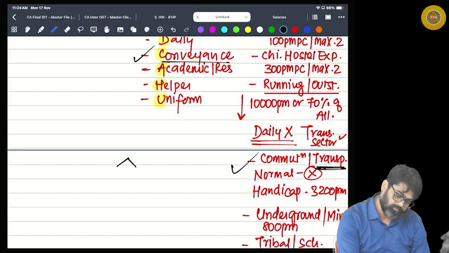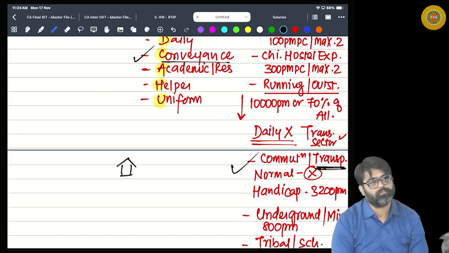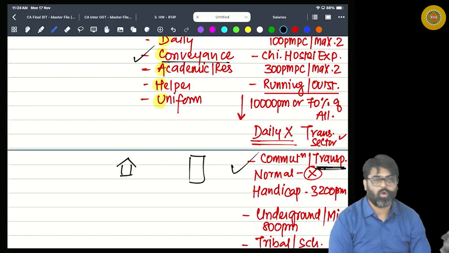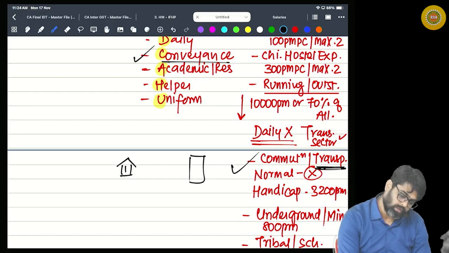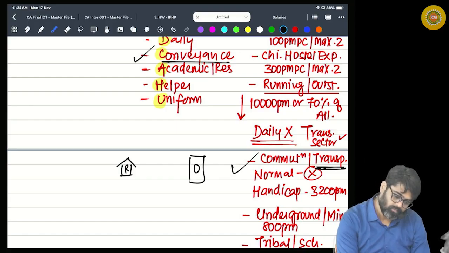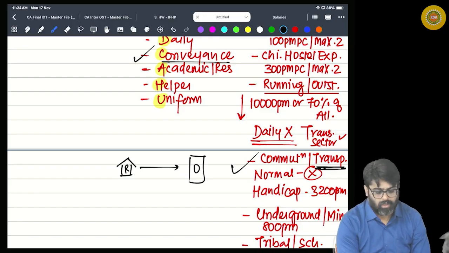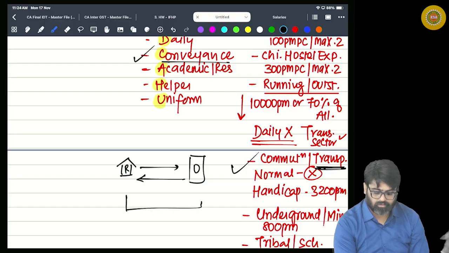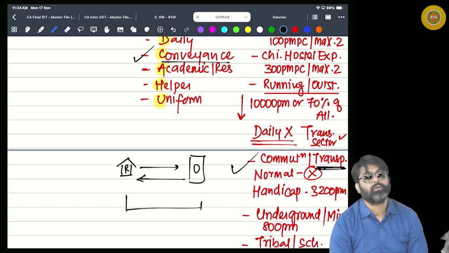This is your residence. This is your house. And this is your office. Residence to office, and office to residence. This distance is covered through metro.